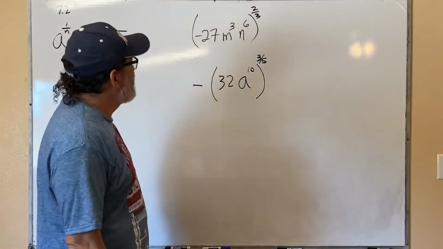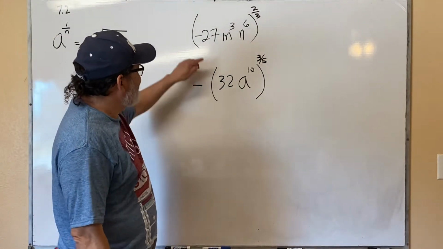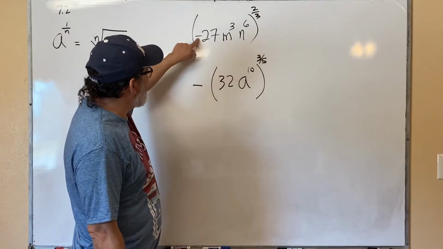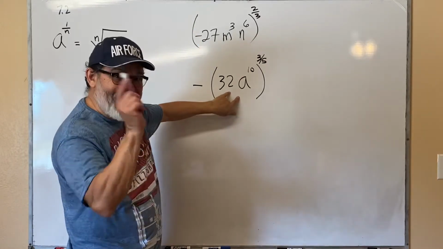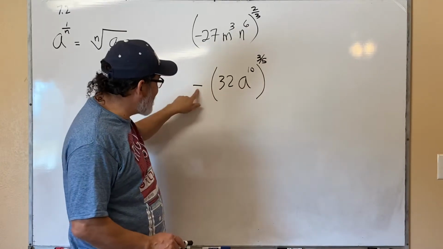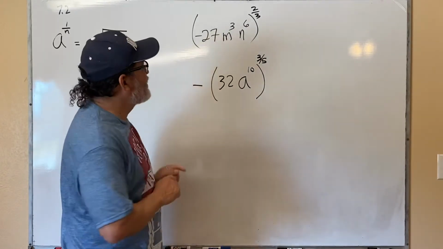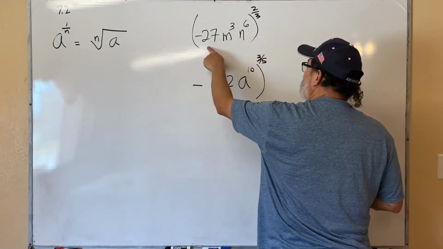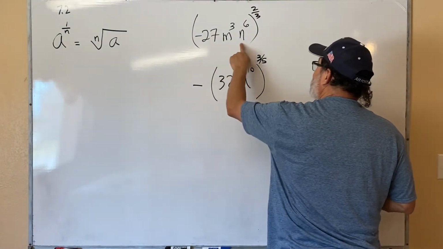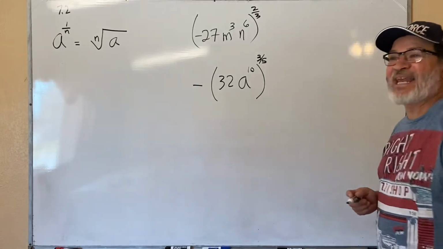All right. So therefore, look at this base. This base is negative because this negative is within parentheses. This base is not negative because this negative is outside. Okay. So all of this for the first problem, all of this is the radicand.